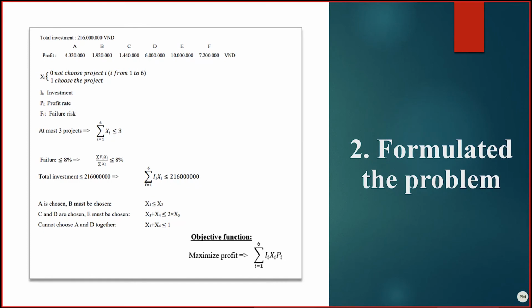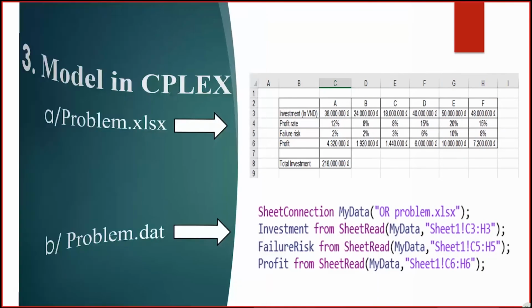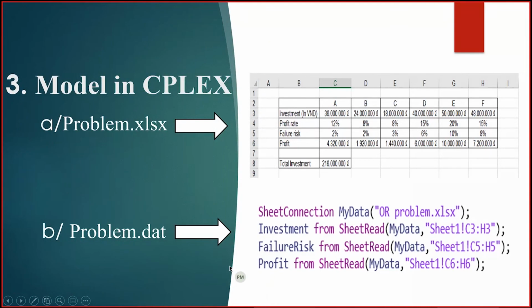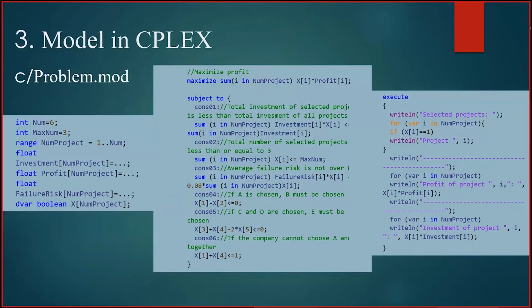We also have some constraints on the choices, as on the screen, and finally we have the objective function to maximize the profit of the projects we choose. The last part of this chapter is the model in C++. First of all, we create an Excel file to save the information of the problem, and then we link the Excel file to C++ to check the information immediately by 6 connection lines on the screen. After that, we write the code to solve the problem in C++.